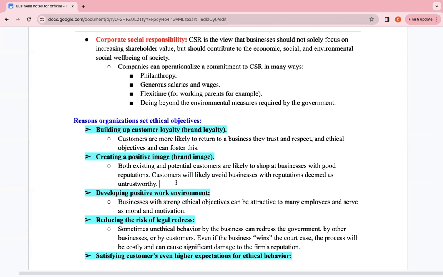Developing a positive work environment. Again, this is very good for the employees because their motivation, their efficiency, their productivity is crucial for the business.